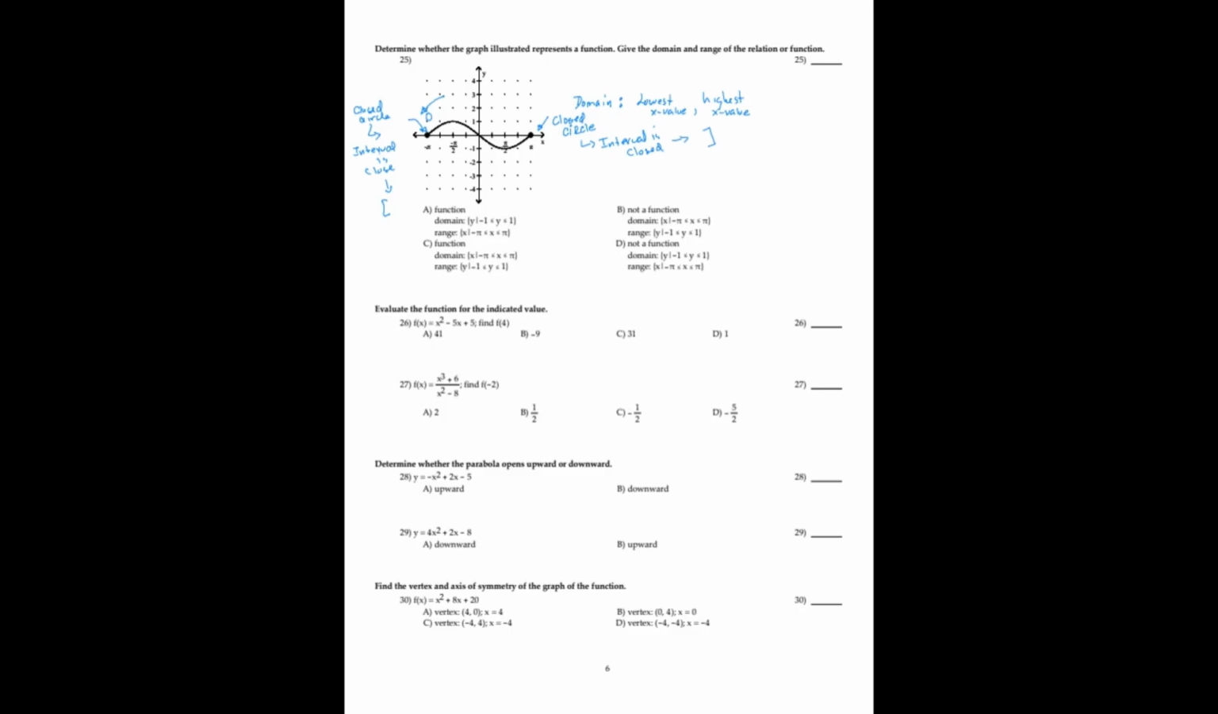Now, when we understand that, for this specific graph, what is the domain? What is the lowest x? The lowest x is minus pi, right? So minus pi is the lowest x value. So it goes from minus pi to what is the highest x value? This one corresponds with pi. So it goes from minus pi to pi. Now, closed circle, I will put a bracket over here. I will put another bracket over here.